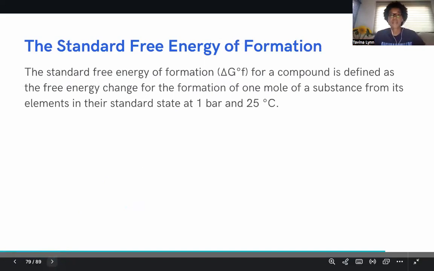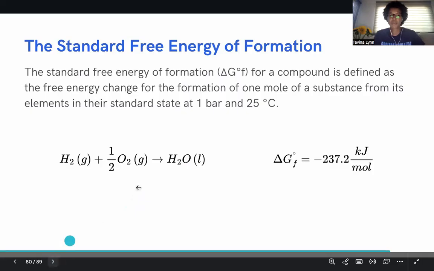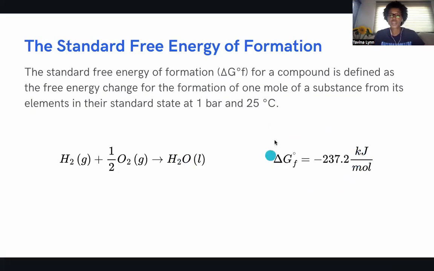All right. As I mentioned, these are the standard conditions. When a process happens under standard conditions, we can calculate the standard free energy change by using experimentally determined standard free energy change of formation. So this is an example. For this reaction, it was experimentally determined that the standard free energy of formation is negative 237.2 kilojoules per mole.